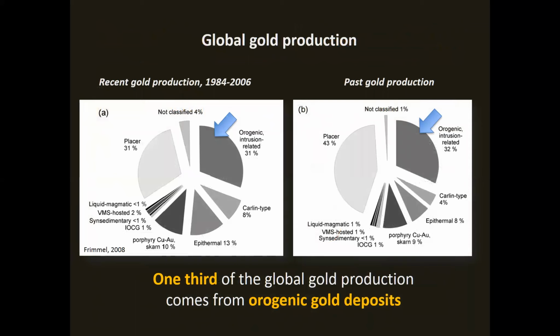Orogenic gold constitutes roughly one third of the global gold production. So it's a fairly important type of gold deposit worldwide. In this diagram, they have bunched together orogenic gold with intrusion-related gold, but intrusion-related gold is a minor part of this. So the majority of it is orogenic gold. The number one producer here are placer type deposits.